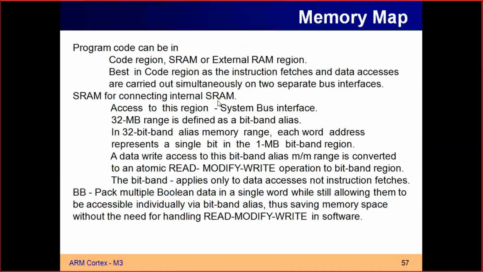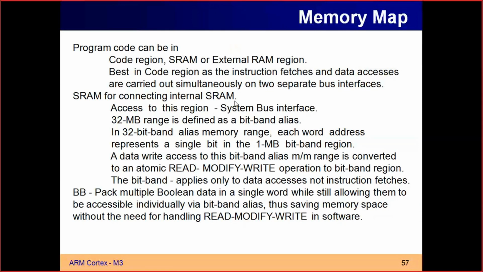Right? And how will you access this SRAM area? The iCode and decode memory is used for accessing code memory. The SRAM area is accessed by using the system bus interface. We have seen three bus interfaces, no? The system bus interface, iCode, decode, then the private peripheral bus interface. So the system bus interface is used for accessing the SRAM.